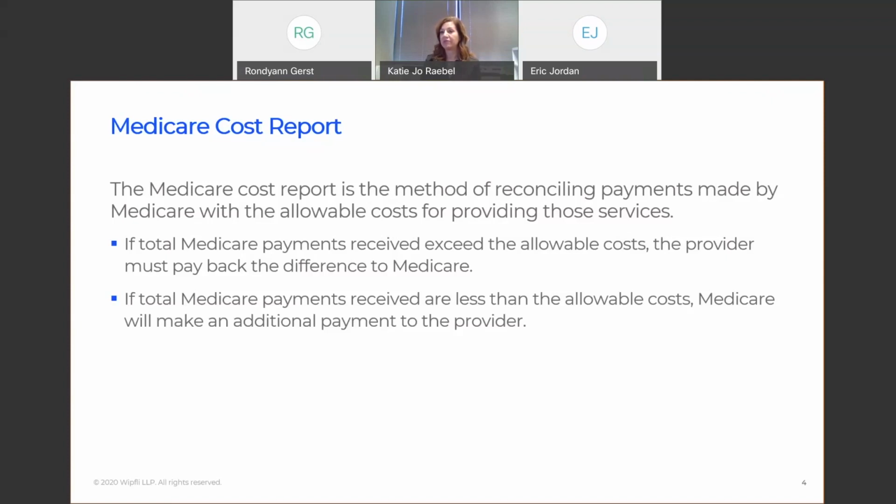We'll talk about that. Really, I like to refer to it as kind of like a tax return for your clinic. If you're an independent rural health clinic, you're going to have your own separate rural health clinic cost report. If you're a provider-based rural health clinic, your rural health clinic is going to be a component of your hospital's Medicare cost report. So again, think of it like a tax return.